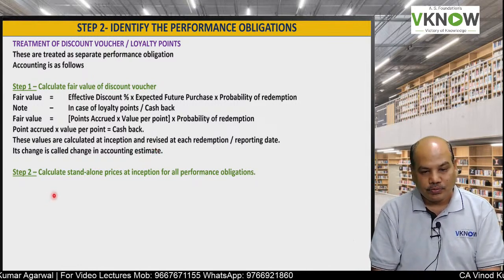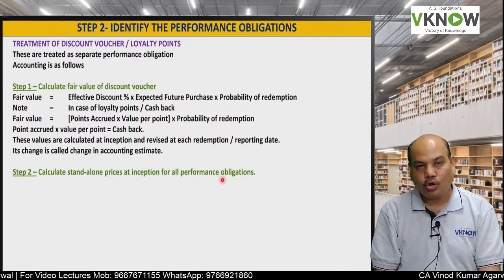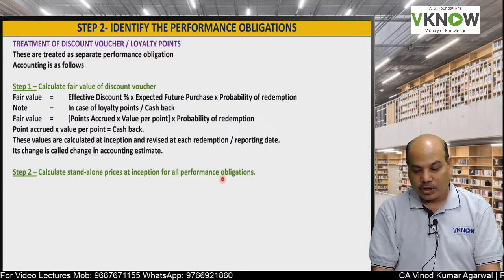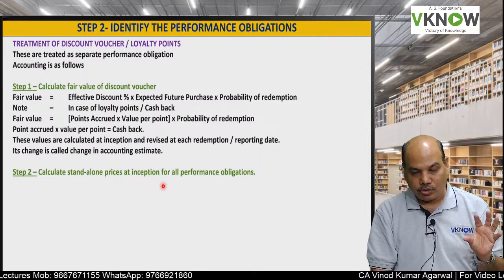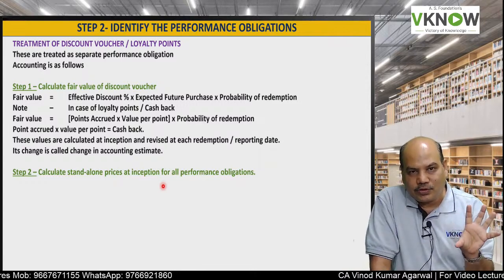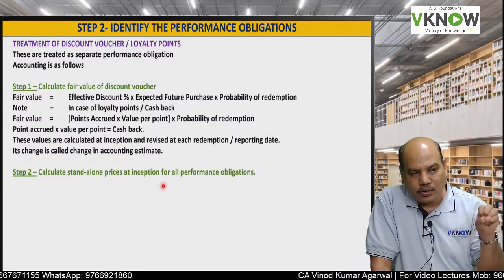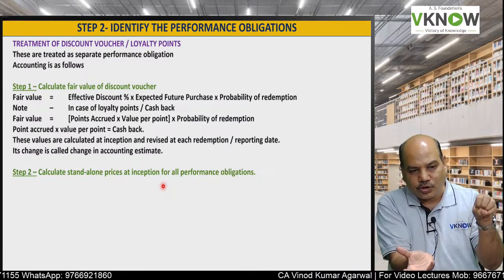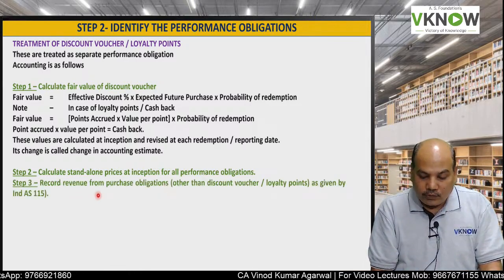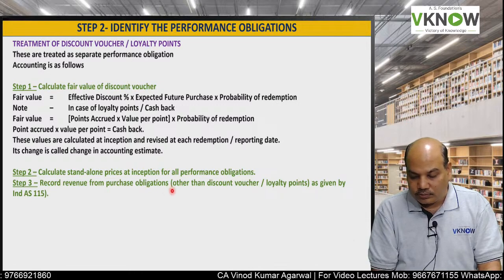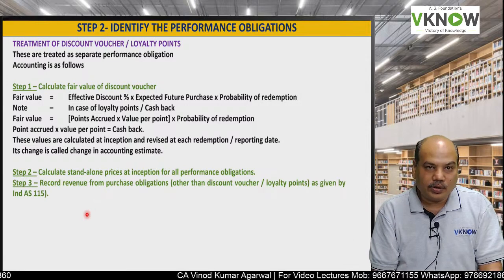Step number 2 is to calculate standalone price at the inception for all performance obligations. Even discount voucher and loyalty point is a performance obligation. So if you are selling goods of 10,000 rupees with a discount voucher, there are two obligations. One is goods and one is discount voucher. So you have to find out the standalone price, and record revenue from performance obligations other than discount voucher or loyalty point as per Ind AS 115.